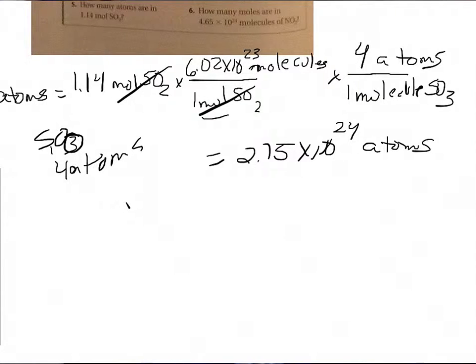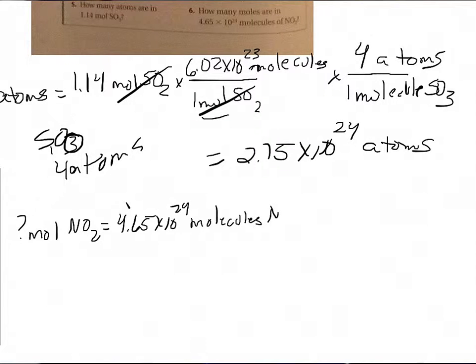For number 6, it says how many moles are in 4.65 times 10 to the 24th molecules of NO2. So how many moles? I'll abbreviate moles to MOL. NO2 equals 4.65 times 10 to the 24th. I won't abbreviate molecules because there is no abbreviation for it. NO2. And it's pretty much a one-step problem here. Convert that from molecules to moles. And we know that 6.02 times 10 to the 23rd molecules.